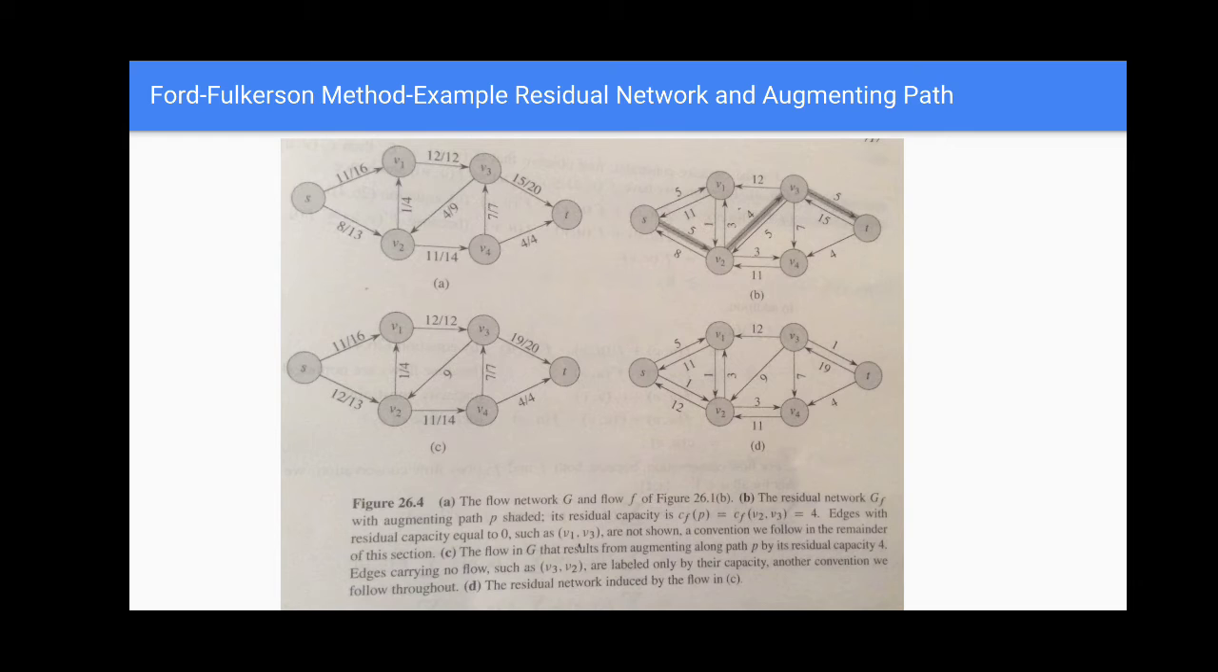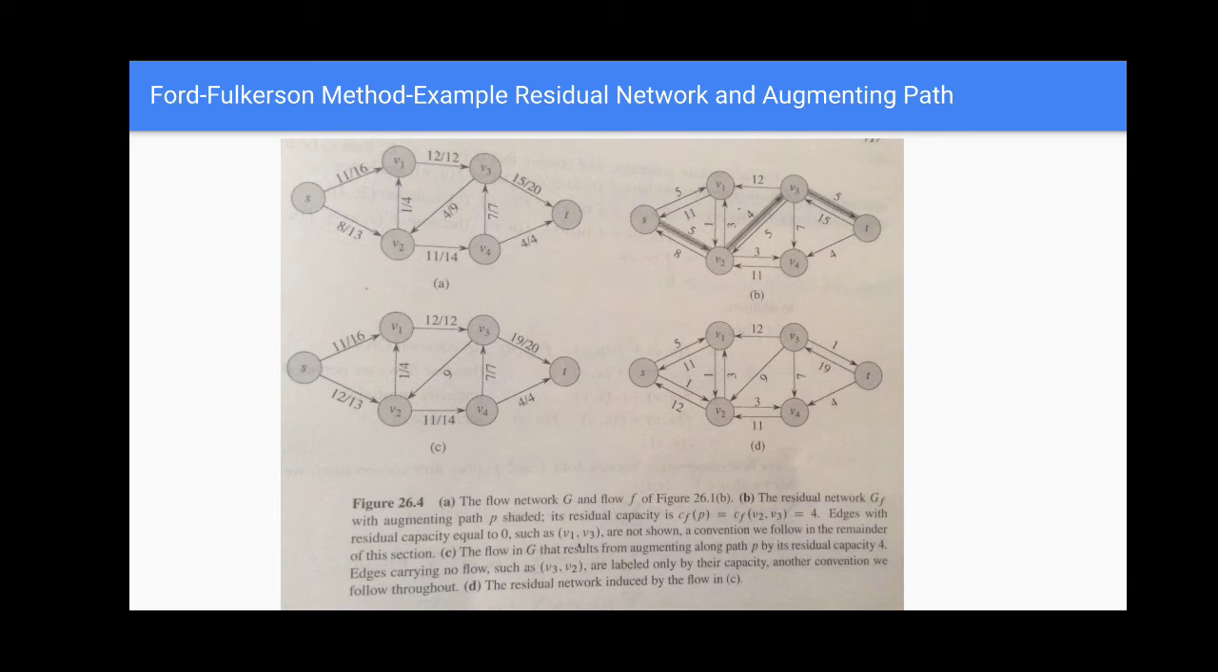The first graph here, depicted by 26.4a, depicts a flow network with the capacities as well as a flow. For example, the value written between S and V1, 11/16, says that there is a flow of 11 in a capacity of 16. Similarly, S to V2, there is a flow of 8 in a capacity of 13, and so on. The actual flow in this particular flow network is 11 plus 8, 19, that is going out of S, and that also terminates on T, that is 15 plus 4, that is 19.